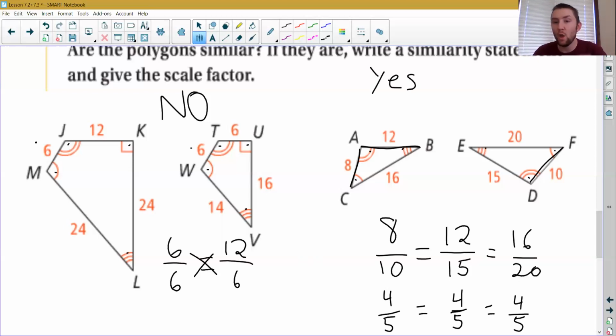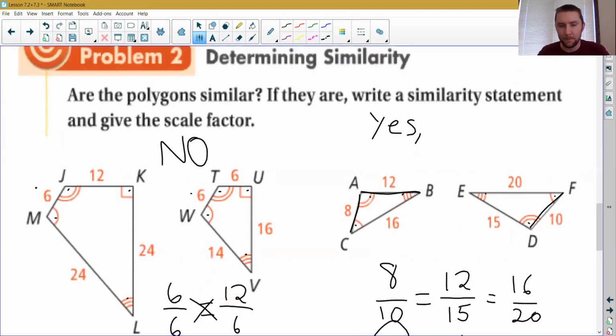And the good news, you guys, is when I simplify the ratios like that, what I arrive at is my scale factor. Because remember, it says give the scale factor. Well, I just did. It's 4/5. The scale factor from the first shape to the second shape is the same as that reduced ratio that I just found. So the only other thing I need to do is write myself a similarity statement.